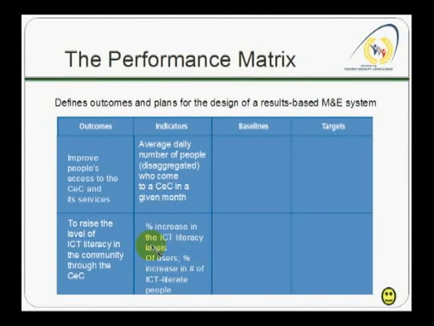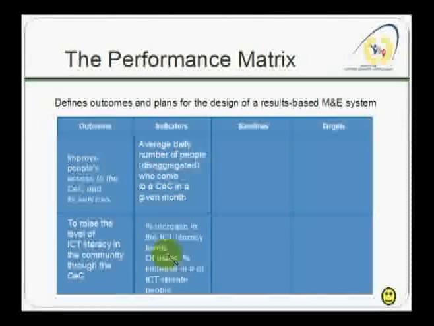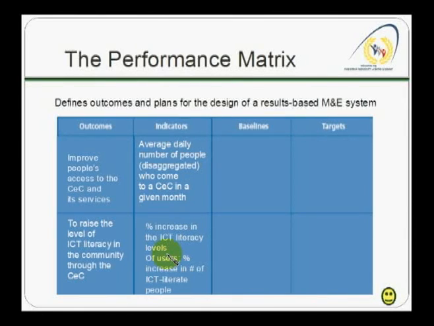So for example, I have 2 examples of indicators here. The first one is the percentage increase in the ICT literacy levels of your users. Okay, again, it looks straightforward. You will just measure an increase in the percentage, but I would be careful in using this, because first you would need to determine what you actually mean by ICT literacy, and what you exactly mean by increasing the level of ICT literacy.